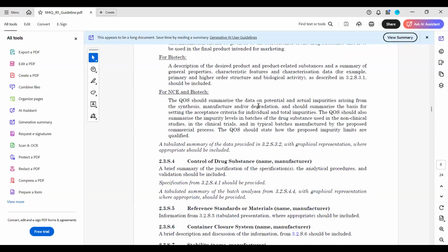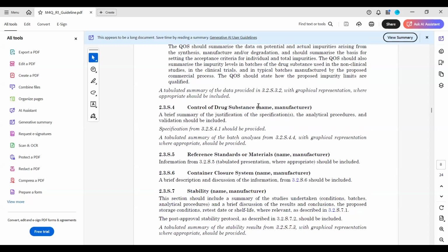Then comes your control of drug substances, where a brief summary of the justification of specification, which is also referred to as JOS, the analytical procedures and validation should be included. All the specifications that we've enlisted in 3.2.S.4.1 should be provided or summarized here in control of drug substance, along with a tabulated summary of batch analysis. So there are a lot of batches that are being analyzed during manufacturing processes or validation or stability testing. A lot of data is collected, so all the data can be tabulated as a summary in QoS.